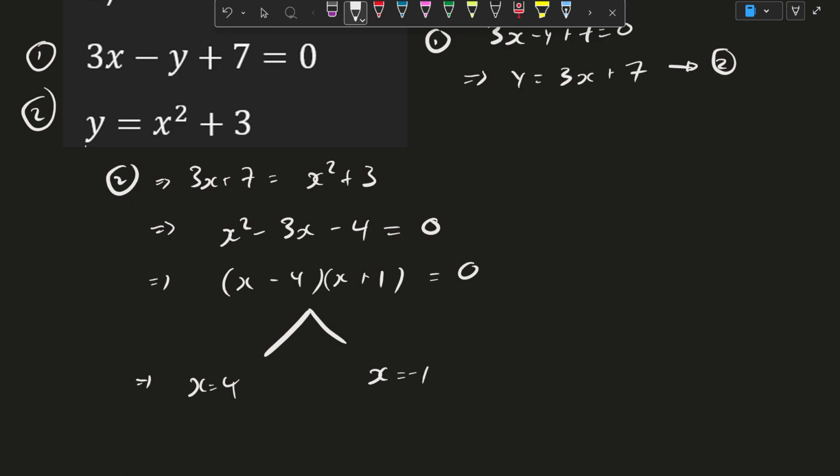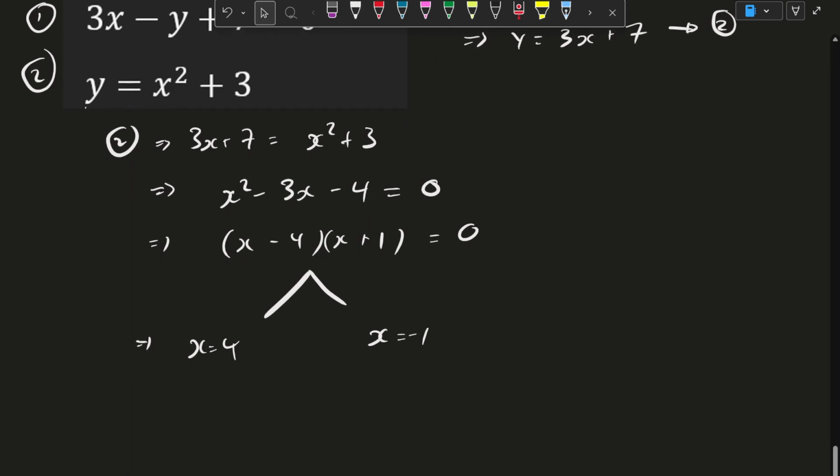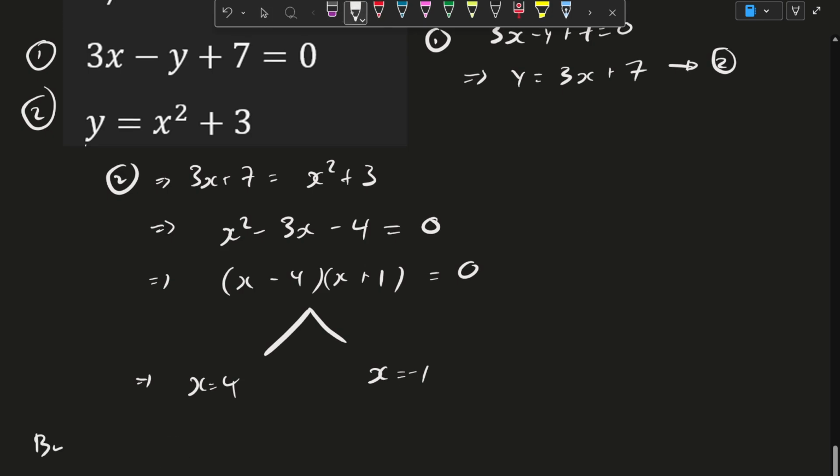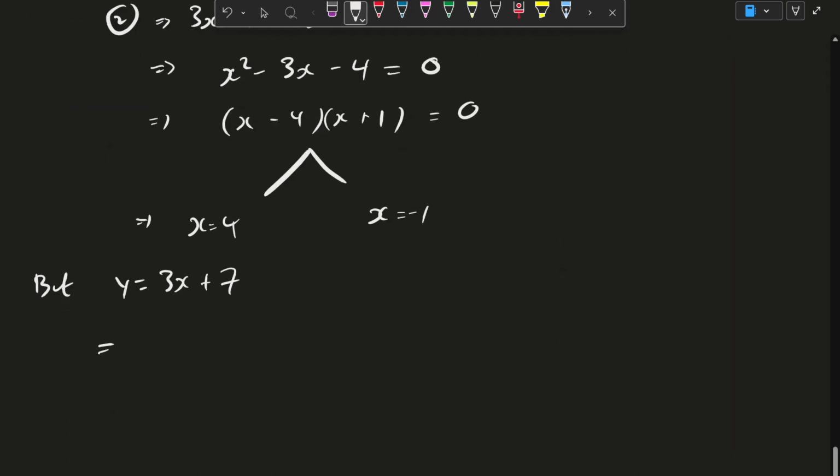Then from there we just need to find out what the corresponding y coordinate is. Again, you want to pick the easiest equation for this, and I would personally find equation 1, or at least the modified version of it, easier to sub in. So the way that I tend to write this is I'll just say the corresponding y coordinate is 3 times x plus 7. If I label these as x1 and x2, then I can say that y1 is 3x1 plus 7 and y2 is 3x2 plus 7.